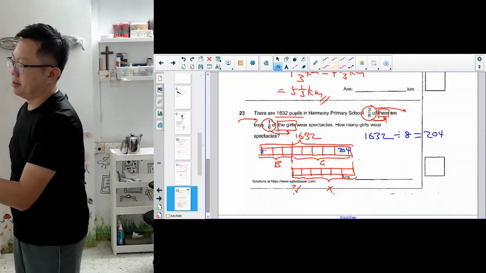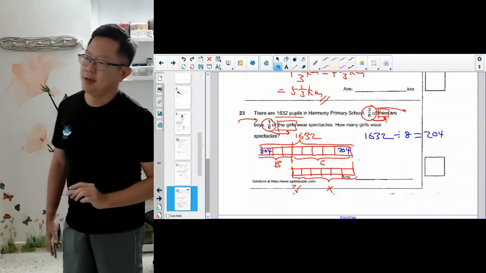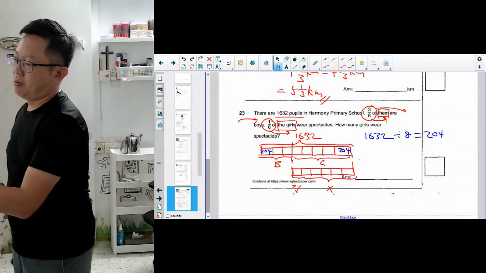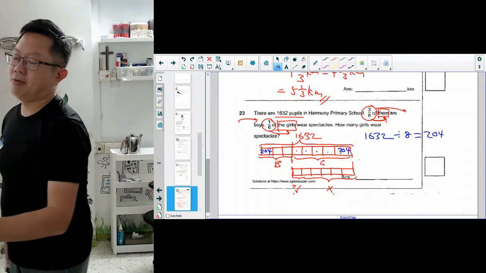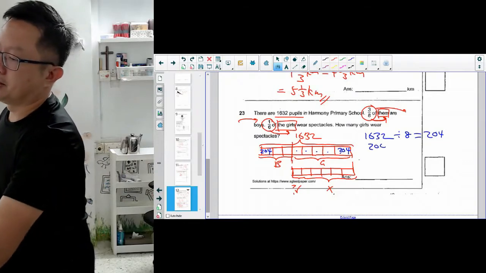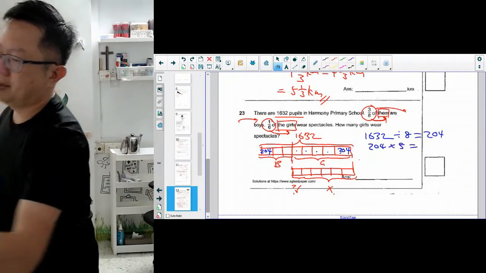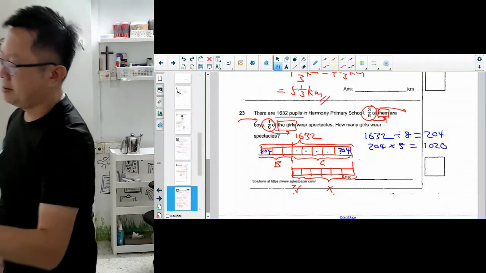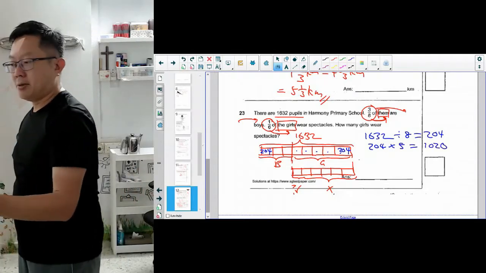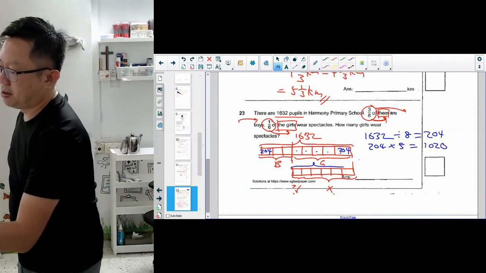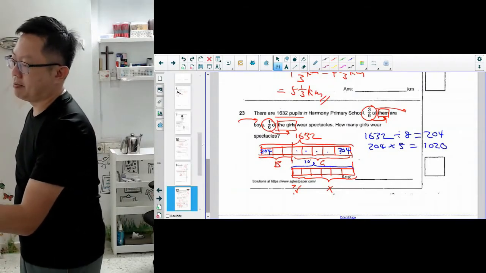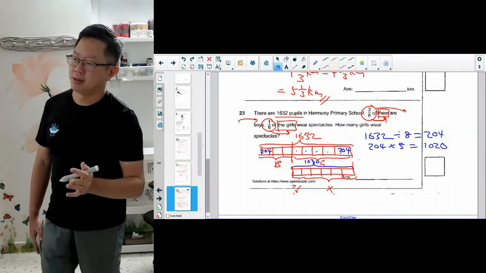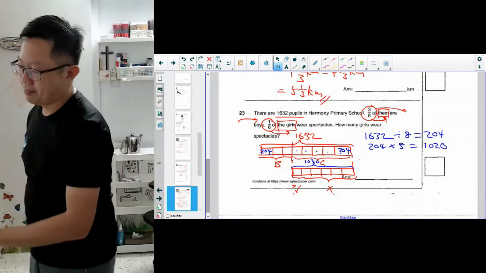Right, so I'm going to just put something like this. And then how many girls do you think there will be? So there are 1, 2, 3, 4, 5 boxes of girls. So you take 204 and you times 5, and you will get 1020 girls. And if there are 1020 girls, then the model below has to be the same also, right? Because what's on top and what's below is the same. So you have 1020 girls at the bottom.